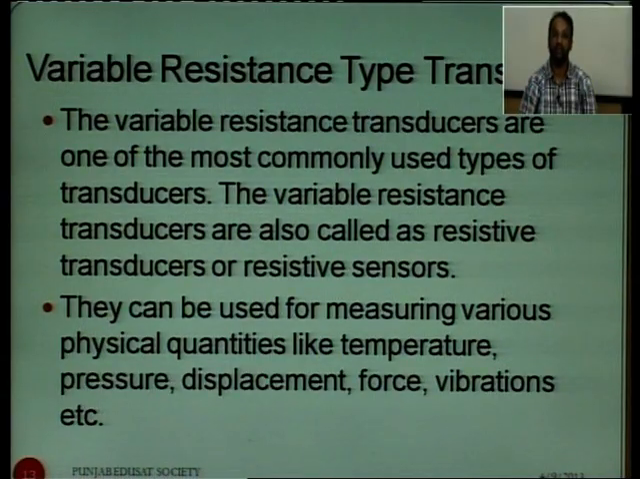These types of transducers are used for measuring various physical quantities like temperature, pressure, displacement, force, vibrations, etc. Obviously, in these types of transducers, there is a variation in the value of resistance due to the input quantity, and accordingly we can measure the various physical quantities in proportion with the change in the resistance.